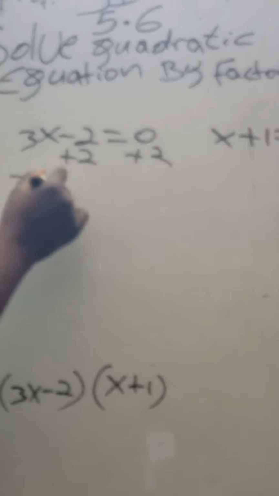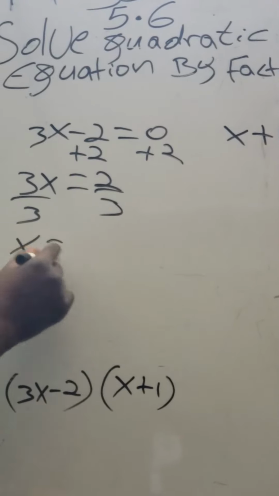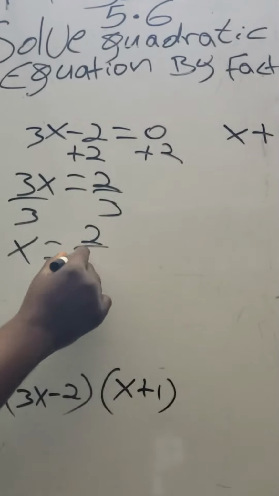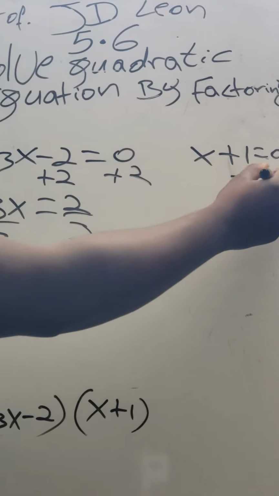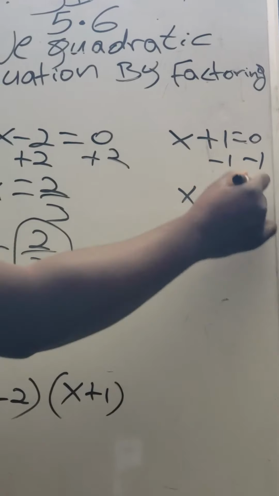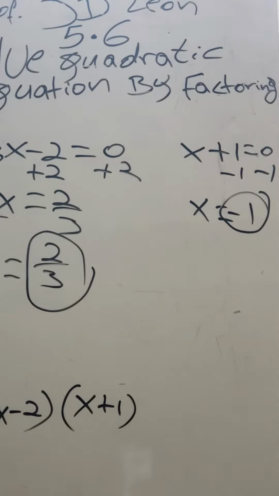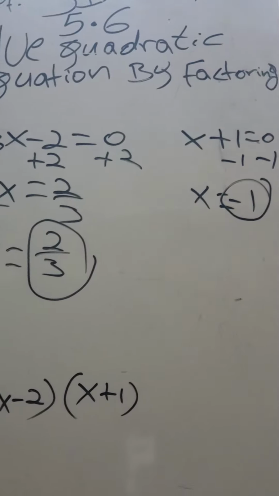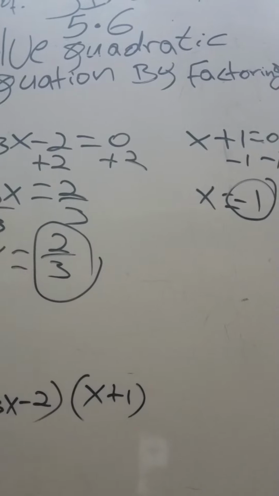So we're going to solve this by adding 2 to both sides, and it's going to be 3x equals 2, divide by 3, divide by 3, and then x is equal to 2/3. And then the other one, you could subtract 1, x equals -1, and those are your two final answers, and you can plug them into the original problem just to verify your solution. But this is how to find your answers. Okay, thank you.